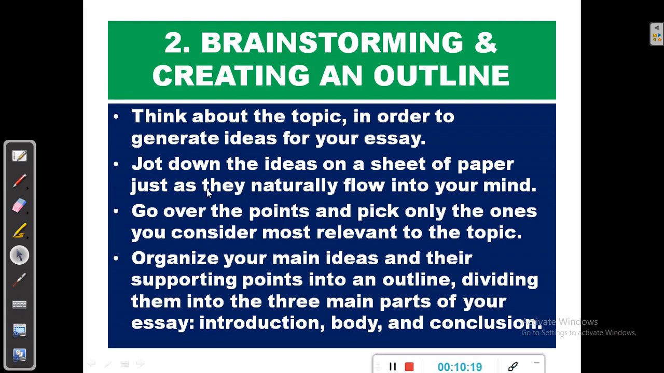And so as we said here, jot down the ideas on a sheet of paper just as they naturally flow into your mind. The human mind is like a computer, and there is a lot of information stored up in your subconscious mind. We call it the memory bank. If you just focus your mind, your attention on the given topic, the ideas will come flowing naturally like water from its source. So as these ideas flow naturally to your mind, write them down on a sheet of paper.